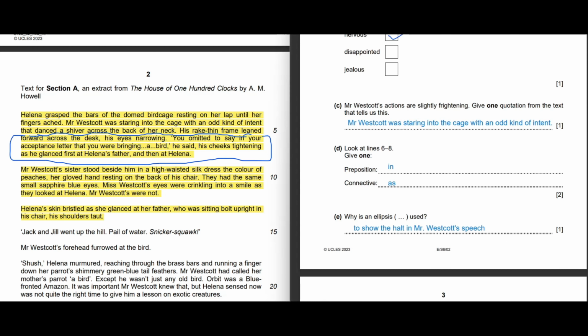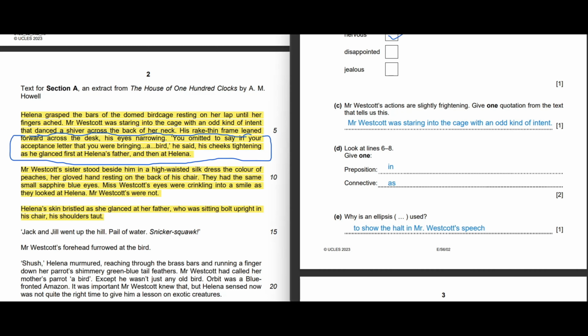So it's to show the halt in Mr. Westcott's speech. So in here Mr. Westcott says, in your acceptance letter that you will bring ellipsis, a ellipsis bird. So there's a pause in here, so to show there's a pause in Mr. Westcott's speech, or to show the halt in Mr. Westcott's speech.